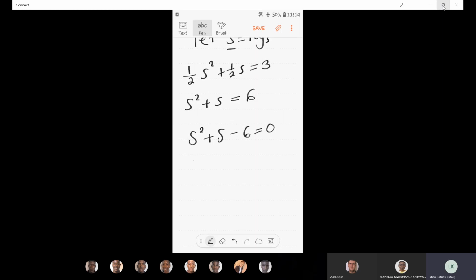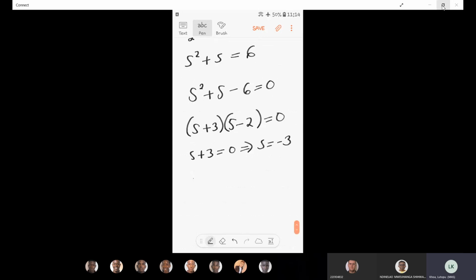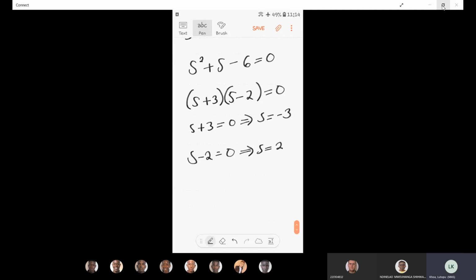So you open your brackets, equal to 0, and you put your s. Then the two numbers, we say, are positive 3 and negative 2. So s plus 3 is equal to 0. This means that s is equal to negative 3. And if s minus 2 is equal to 0, this means that s is equal to 2. Now we solve for s, but in the original equation we had x, so we need to unsubstitute.